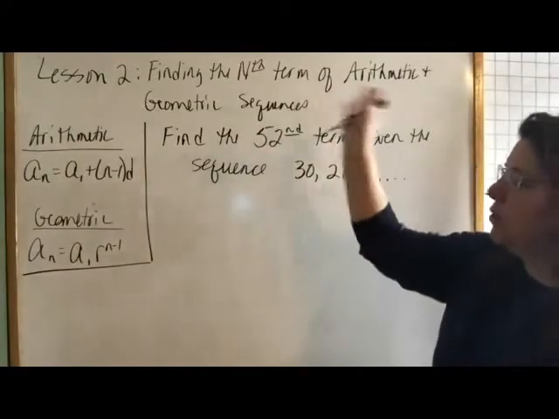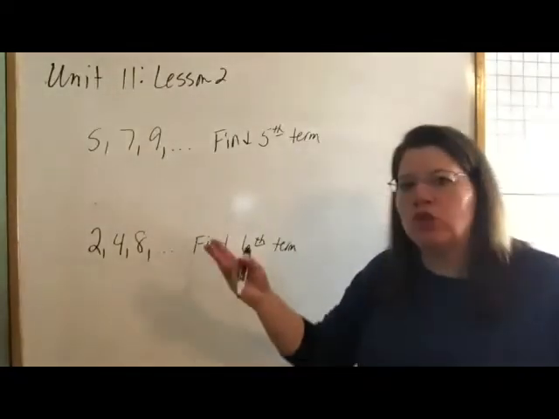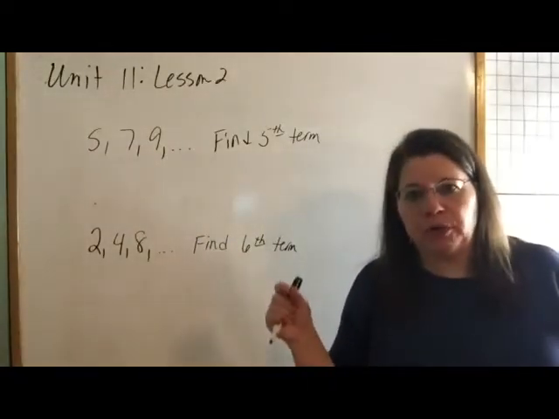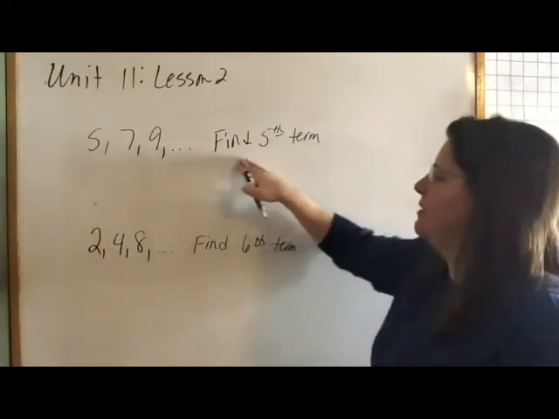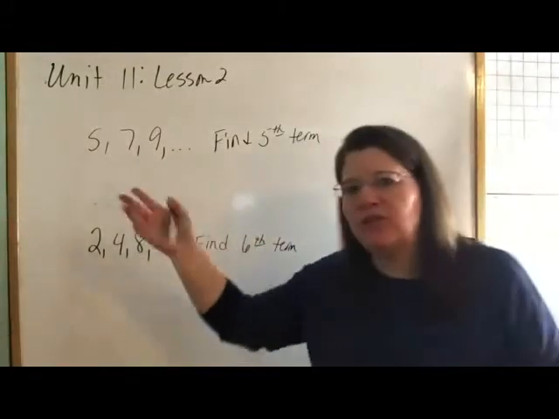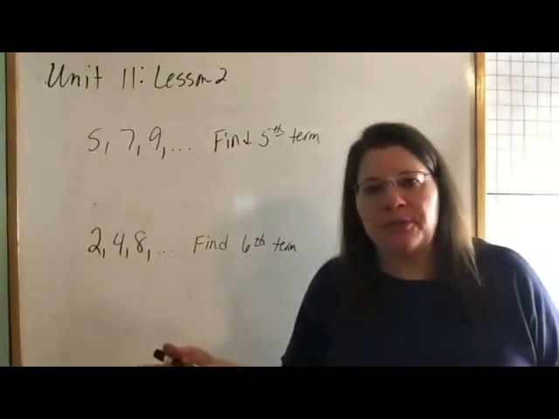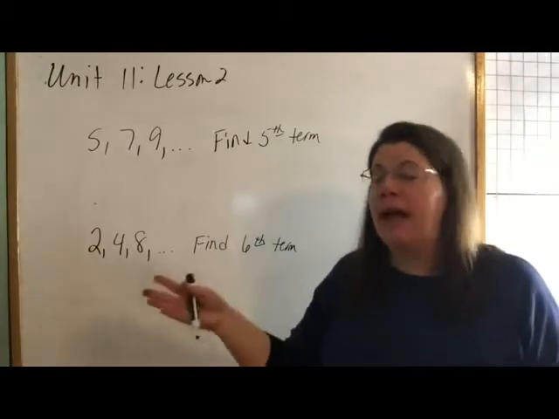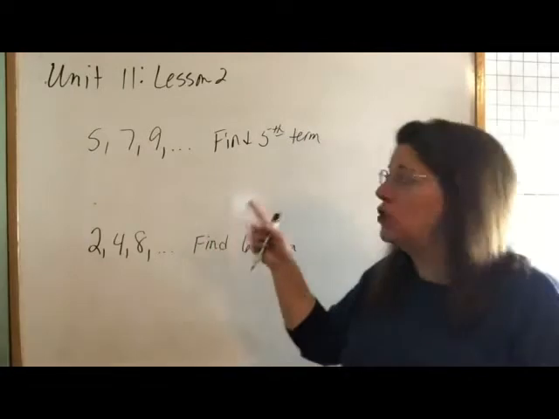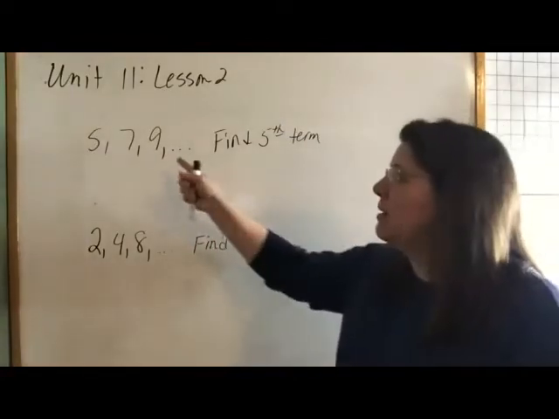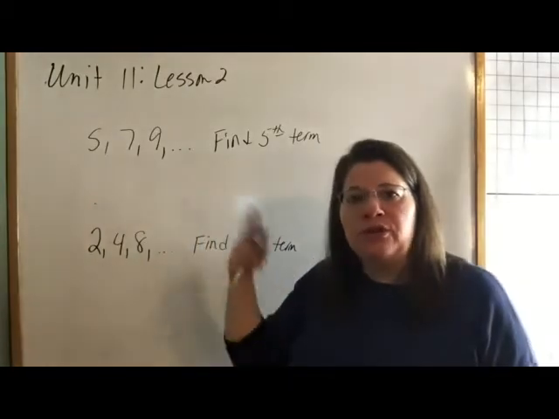And this is lesson 2, finding the nth term of arithmetic and geometric sequences. So in lesson 2, we're going to be finding specific terms of a geometric or arithmetic sequence. Sometimes they may ask you to find something like the 5th term. Well, first of all, we have to determine is it arithmetic or geometric, and then we'll have to add that common difference or common ratio until we get to that term number. We've already been given 3 terms here, so it's not real hard to find the 5th term. We just need 2 more terms.